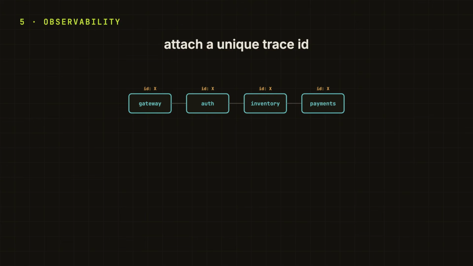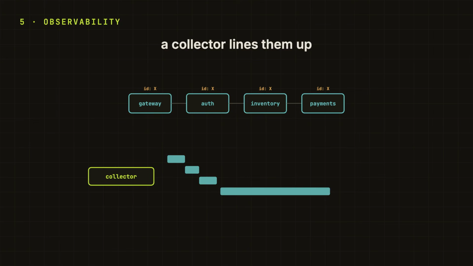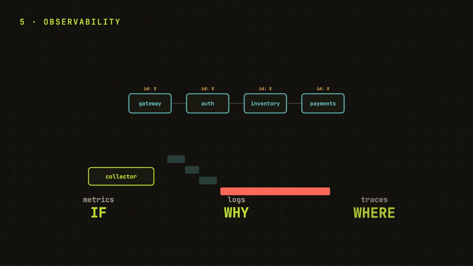And how does that stitching happen? The trace ID rides along in a header on every internal call. So all 12 services see the same ID, and each service separately reports its own little record. I had trace ID X. I started here, I finished here, and that piece is called a span. A collector then groups every span carrying the same ID, lines them up in order, and you see the full journey with the slow one standing out immediately. Metrics say if, logs say why, traces say where.